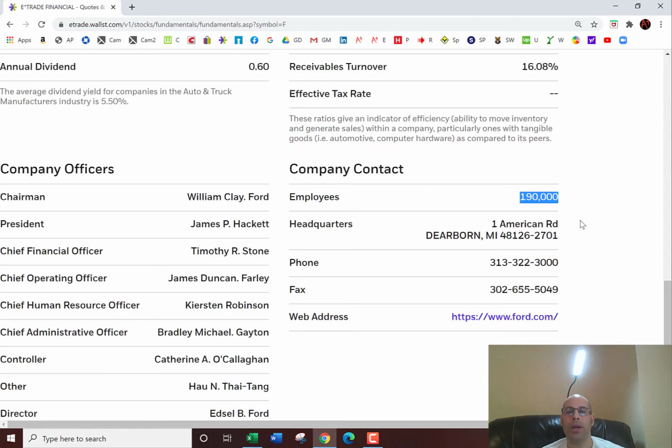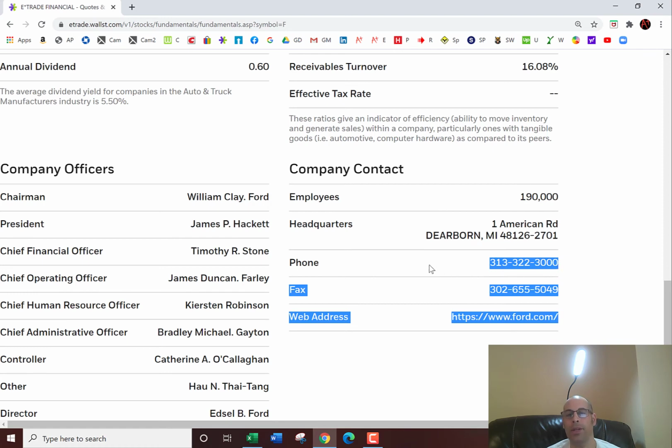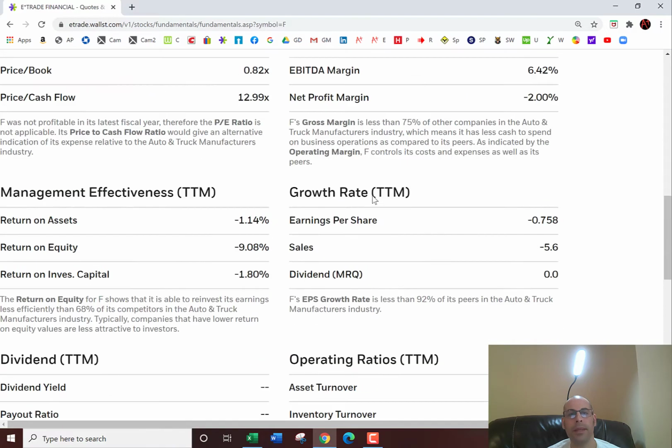So even if you bash a company like Ford for not running a successful business, they are employing 190,000 people. That's a ton of people, and those people are all paying taxes and are all spending money in their communities. They're headquartered in Dearborn, Michigan. They have a phone number here. So if you're an investor, you own part of the company, so you should give them a call if you have any questions. There's a fax number, who uses faxes anymore, and there's a website as well.